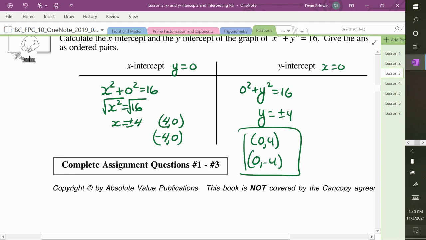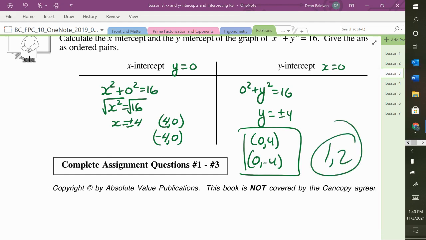Could I write it as 0 and then plus minus 4? No, I just write the points separately. Yeah. Okay, is that okay? Finding the x-intercepts, you just put y is equal to 0 and solve it. Finding the y-intercepts, x is 0. I just want you to do numbers 1 and 2, please. And that will bring us up to the end of class.